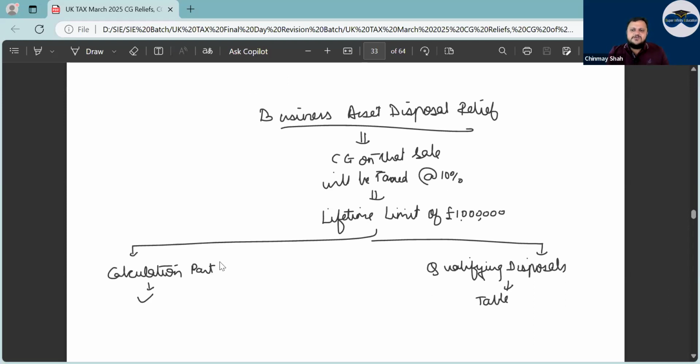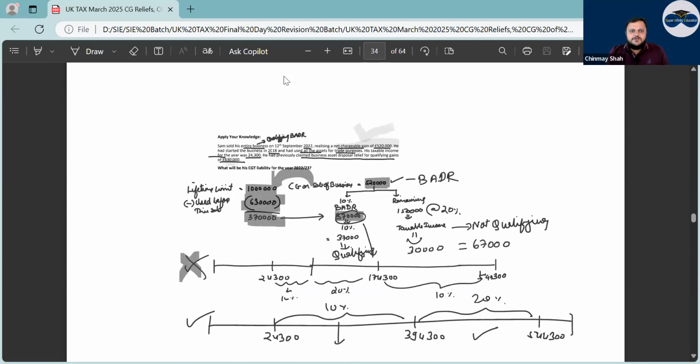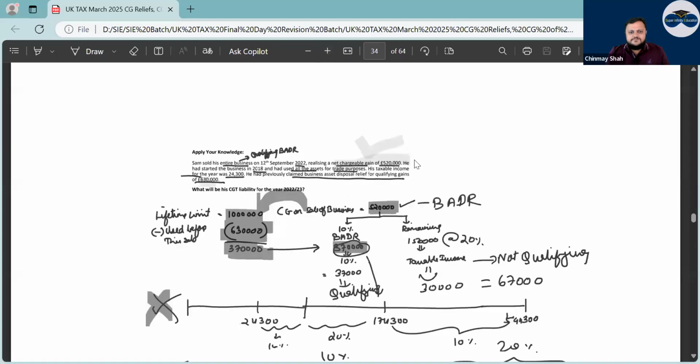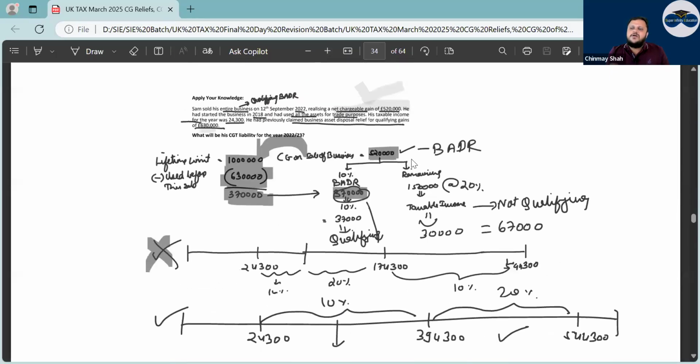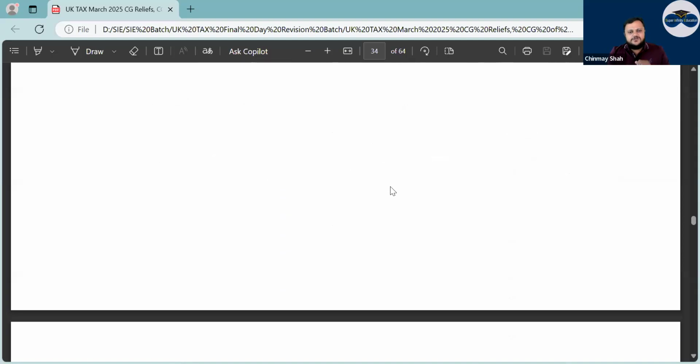Just hear me out. Let's say that you have BADR. You don't know what the BADR qualification is, correct? But you have a BADR asset, correct? So whenever you go over and above that 1 million, the BADR will be taxed at the higher rate, that is 20%. That is what it is trying to say.